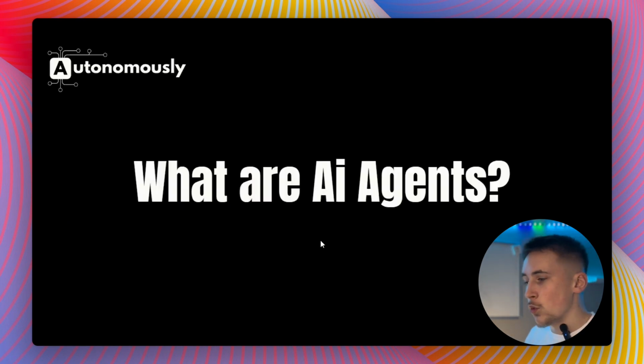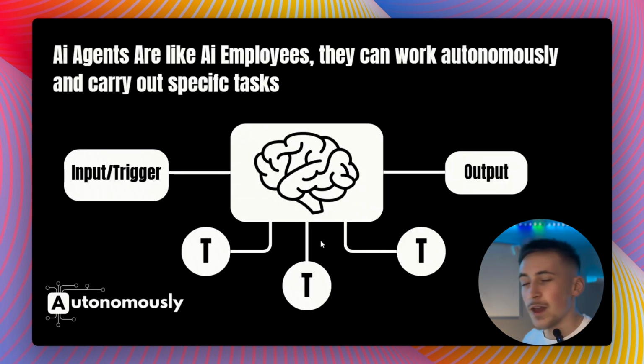So first of all, what are AI agents? The way I like to describe them is they're like AI employees. They can work autonomously and they can carry out tasks as employees would, but of course they're AI. Just to visualize for you how that might look, I've drawn out the diagram of an AI agent.